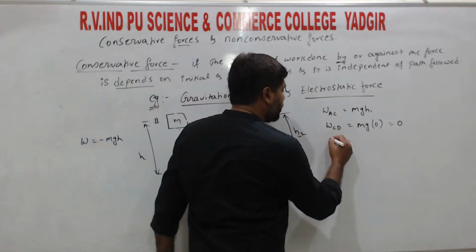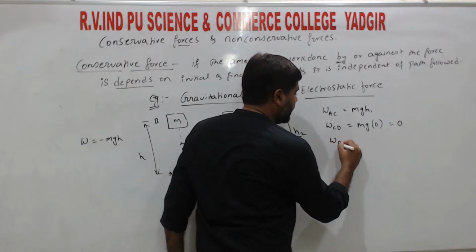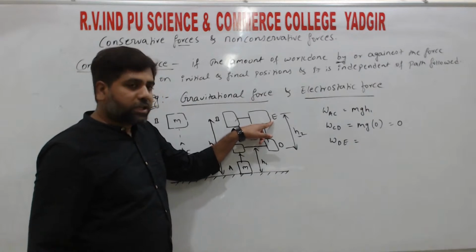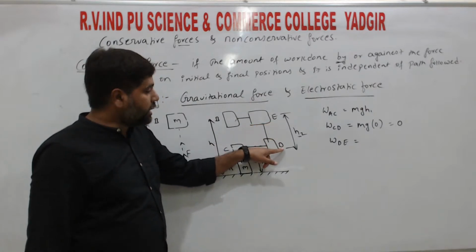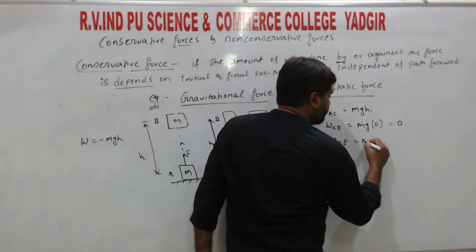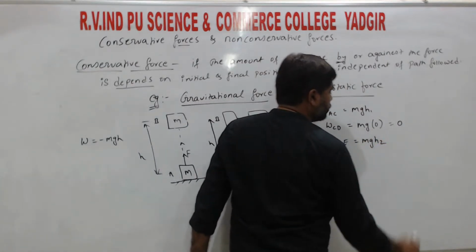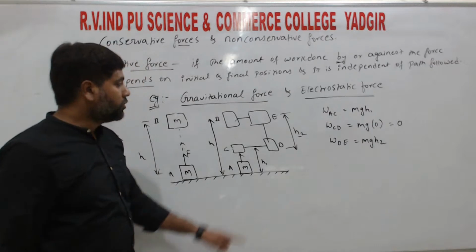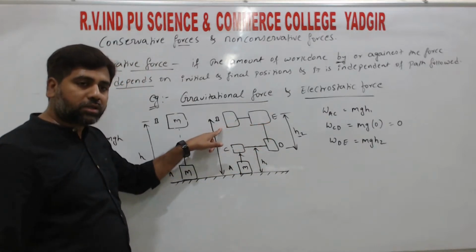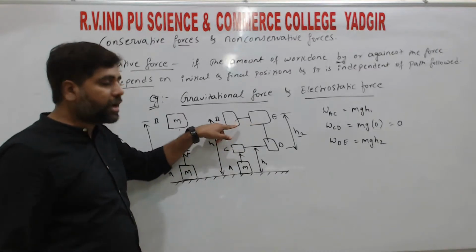So again, work done from D to E. Again the object having the same mass m displaces the height h2, right? So mg h2, right? So again bringing the object from E to B, the object is moving, so force is there, but we don't have any height.